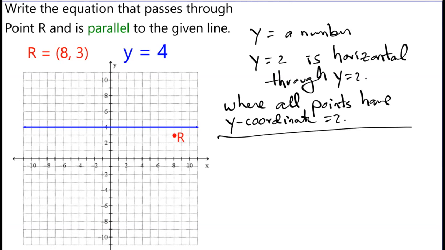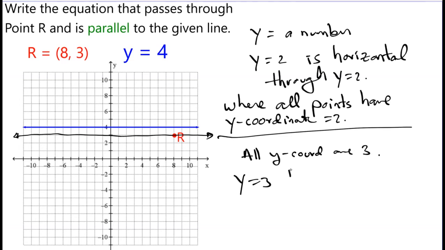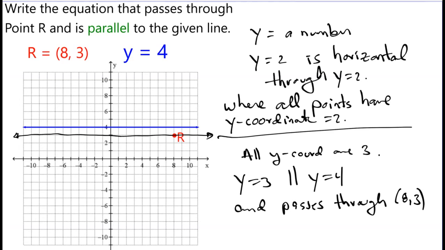So our point R is at 8, 3. We just have to draw a horizontal line through there. If I draw a horizontal line through R, we see that's where all of the y coordinates are 3. So y equals 3 is parallel to y equals 4 and passes through 8, 3. Basically, with horizontal lines, you just need to look for the y coordinate and write y equals that y coordinate, and that'll be the parallel line.